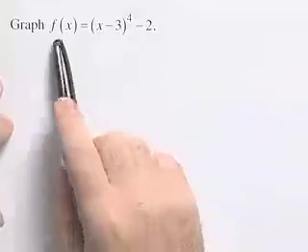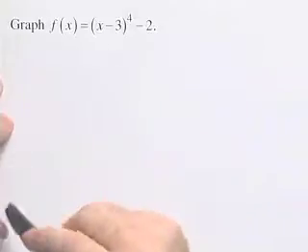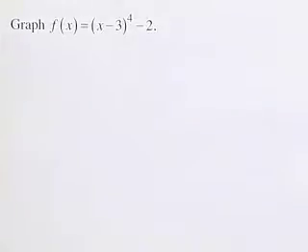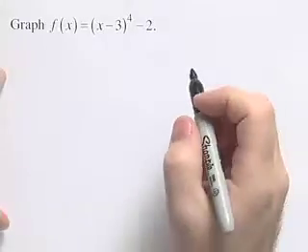In this next problem, we're going to graph a function. We're asked to graph the function f of x equals (x minus 3) to the 4th power minus 2. We're going to do that using our techniques for shifting, stretching, compressing, and reflecting.